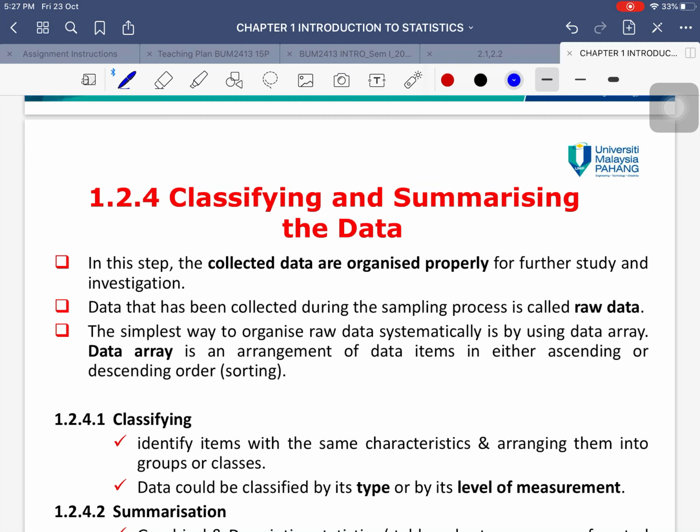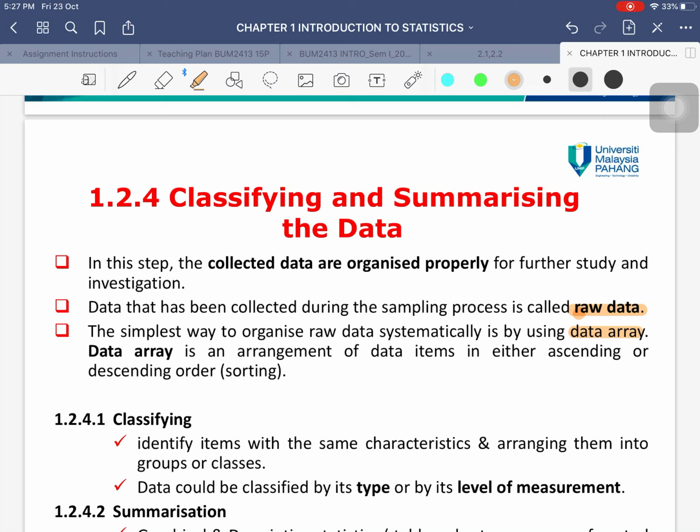Okay, so after you're done sampling and you have actually collected your data, the next thing we're going to do is classify and summarize the data that we obtained. The data that you have collected, that you haven't done anything to, comes out on the screen. For example, if you use Google Form, it's going to give you a list of the outcome. Whatever data comes from that is called raw data. You haven't cleaned it, you haven't done anything, so it's called raw data.